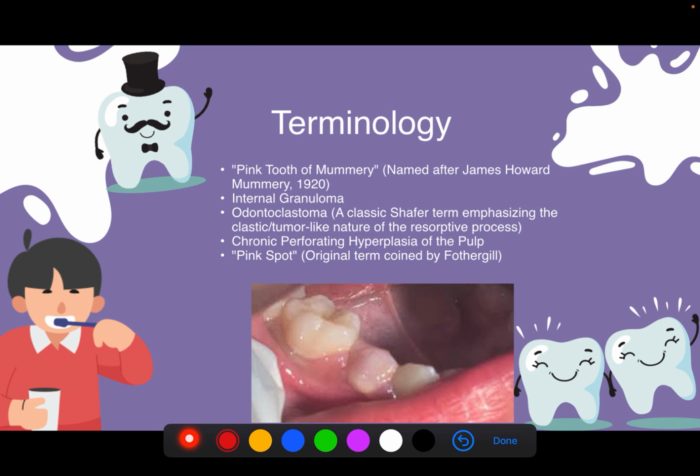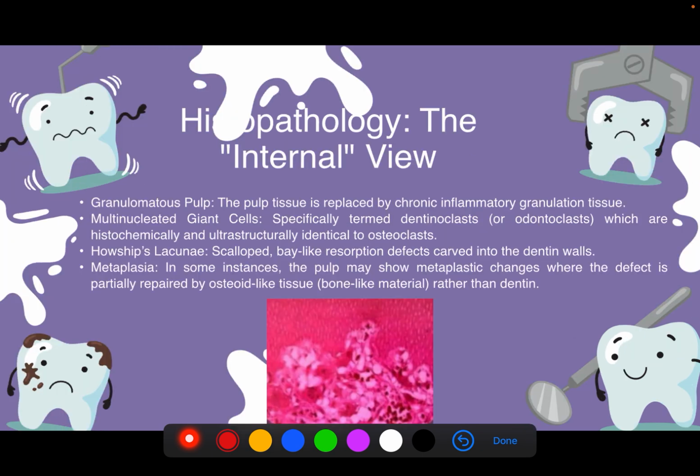Then we have internal reabsorption, also called internal granuloma. Then we have odontoclastoma, which is a classic Schaefer term emphasizing the tumor-like nature of the reabsorptive process. Then we have chronic perforating hyperplasia of the pulp and the pink spot, the original term coined by Fothergill. Now let's learn about the histopathology.